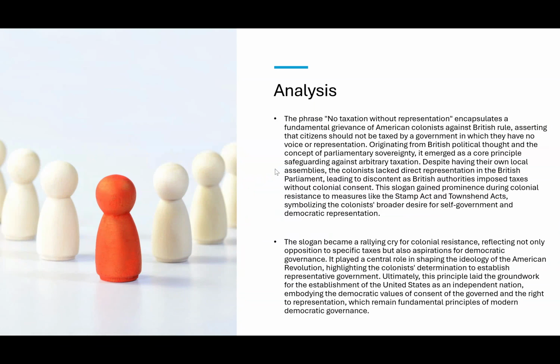So the slogan "No taxation without representation," right? I included a slide about the analysis of the phrase specifically. It originated from British political thought and the concept of parliamentary sovereignty. So the British themselves, after going through the Enlightenment, would have accepted some principles within the Glorious Revolution. We don't learn about the Glorious Revolution, but it was a revolution that took place in Britain before these issues, where they established a parliamentary, not a democracy, parliamentary monarchy, right?